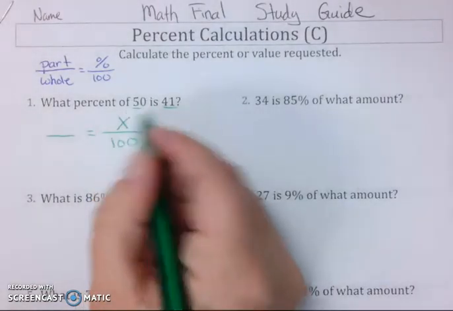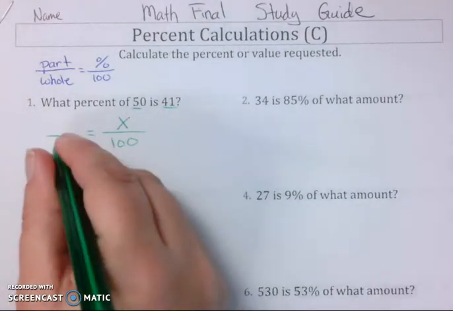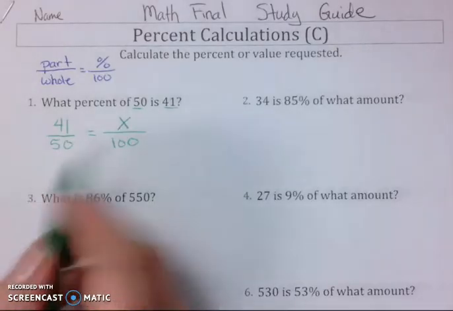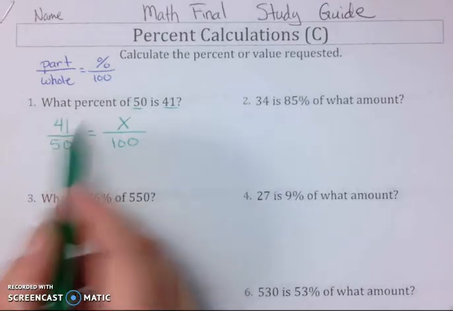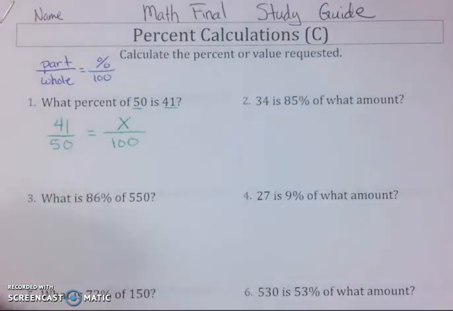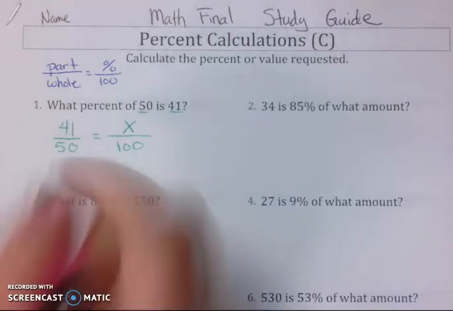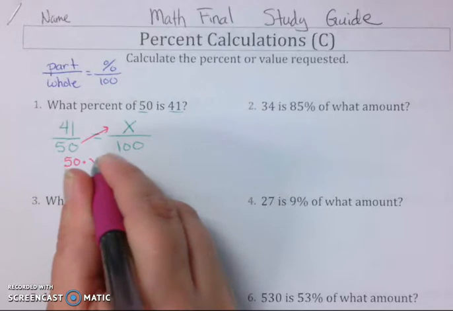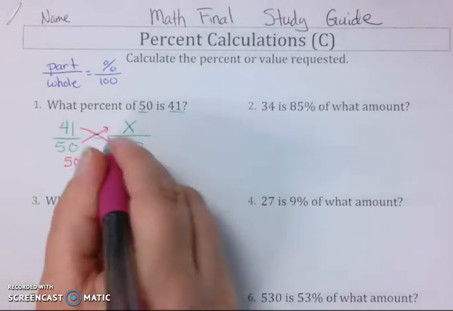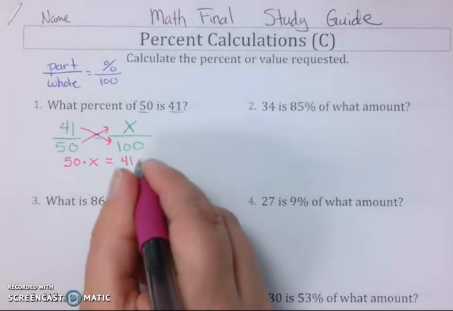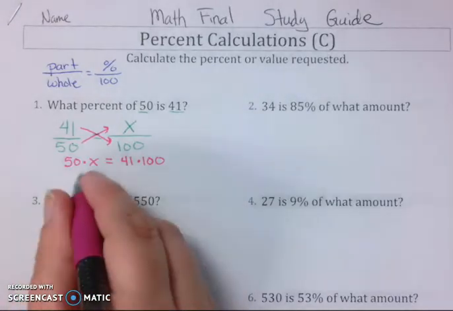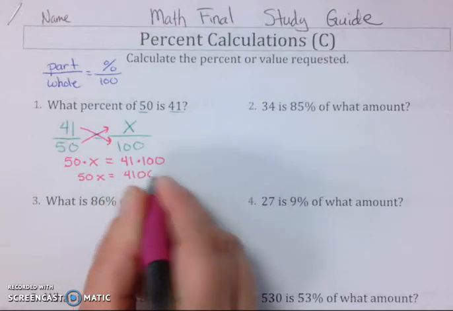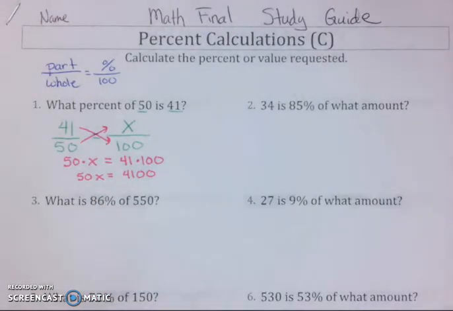So we're taking 41 out of 50. 50 is the whole, 41 is the part. So what percent of 50 is 41? So 41 is the part. And then to solve proportions, we cross multiply. So I take 50 times x, and that equals 41 times 100. So I multiply those together, and that's the equation I get.